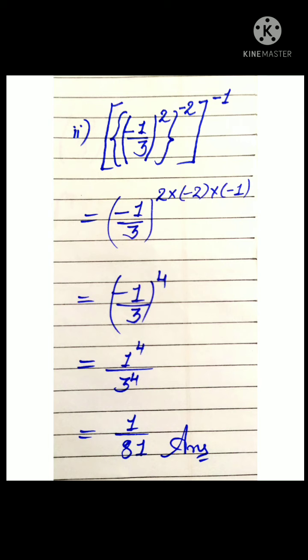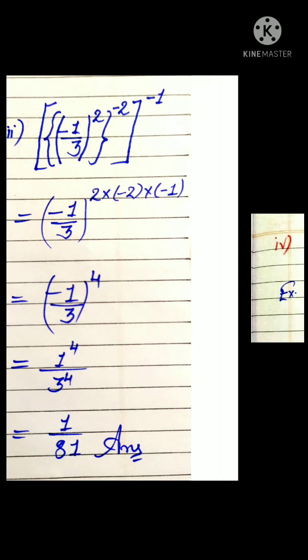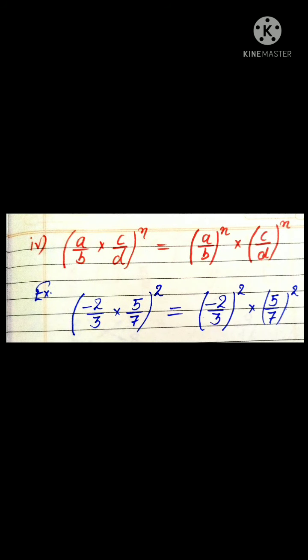As the power is even, that means there is no need to write the minus sign. It will be 1 to the power 4 upon 3 to the power 4. When you simplify this, you will get 1 upon 81.